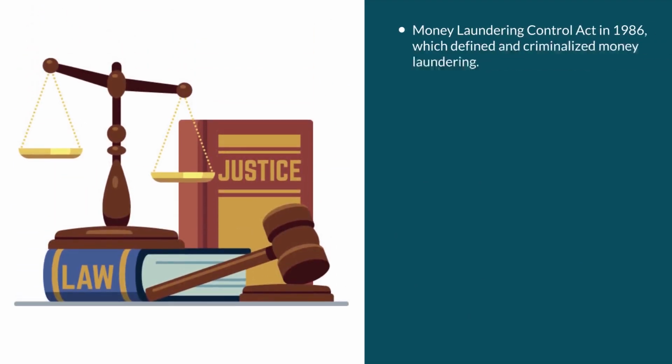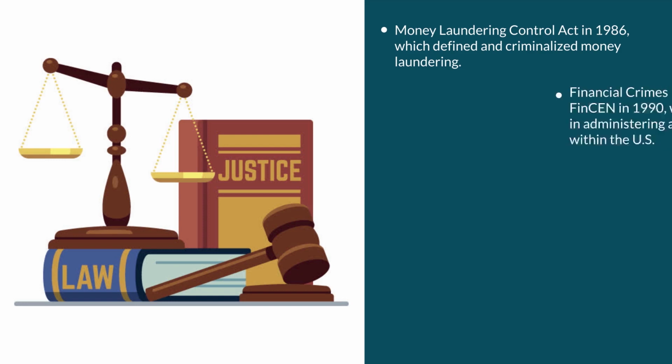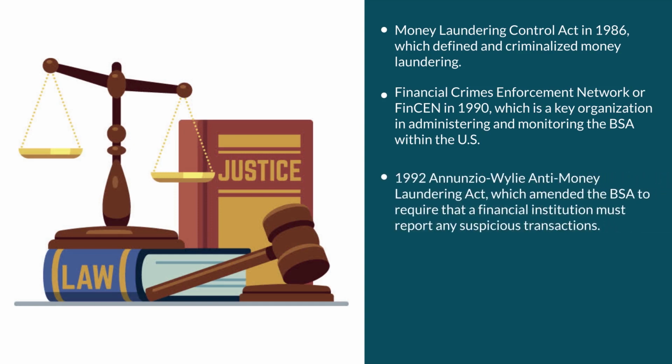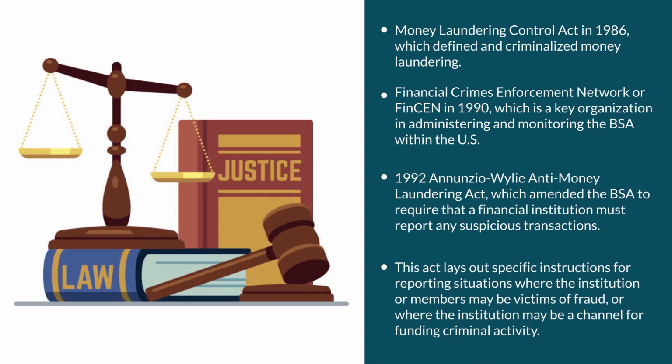Following the BSA, there was a Money Laundering Control Act in 1986, which defined and criminalized money laundering, the creation of the Financial Crimes Enforcement Network, or FinCEN, in 1990, which is a key organization in administering and monitoring the BSA within the U.S., and the 1992 Annunzio-Wylie Anti-Money Laundering Act, which amended the BSA to require that financial institutions must report any suspicious transactions. This act lays out specific instructions for reporting situations where the institution or members may be victims of fraud, or where the institution may be a channel for funding criminal activity such as terrorist financing or money laundering.